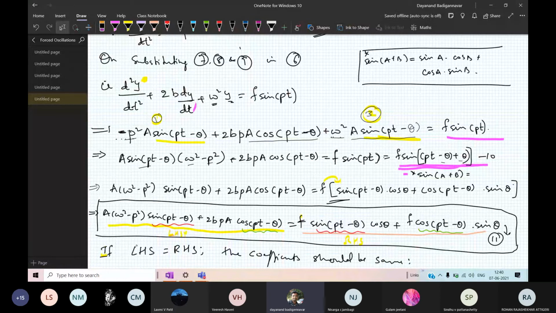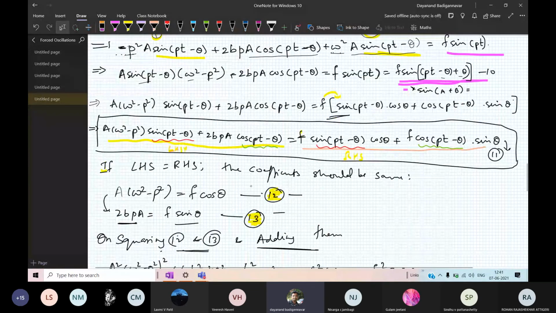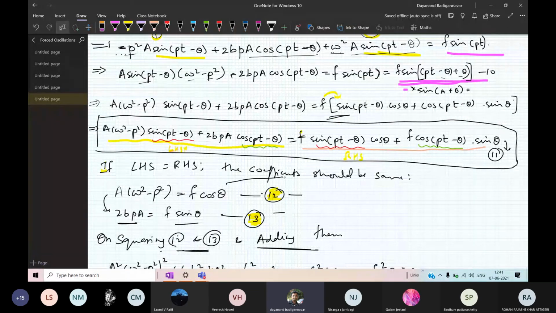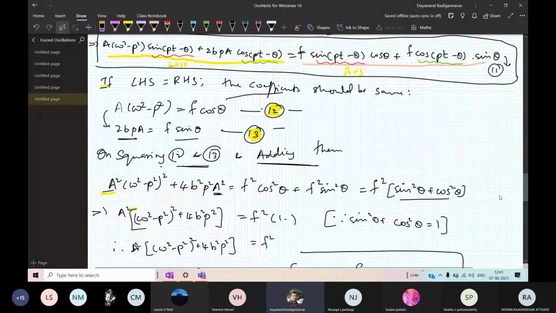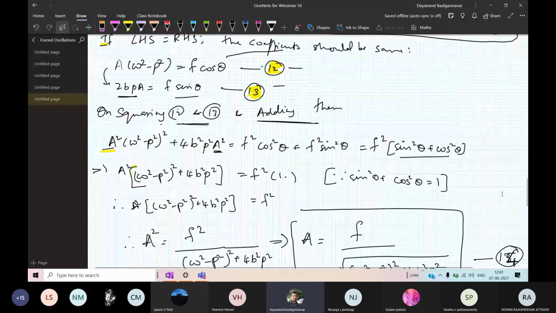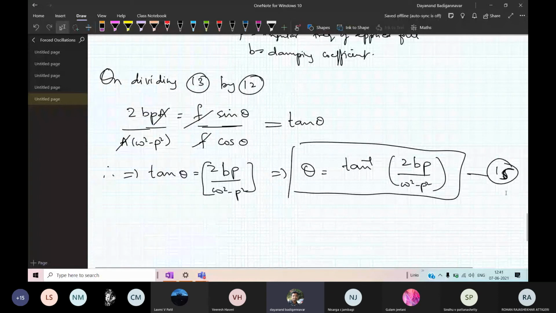After that, I will get one lengthier equation. It looks lengthy, but if you write it on your own, you will do it very easily. On that you can rearrange the coefficients. On arranging the coefficients, I get equations 12 and 13, the coefficients for sine pt minus theta and cos pt minus theta, LHS as well as RHS. Squaring and adding 12 and 13, I get the value of amplitude. Dividing 13 by 12, I get theta. Theta is dependent upon P.